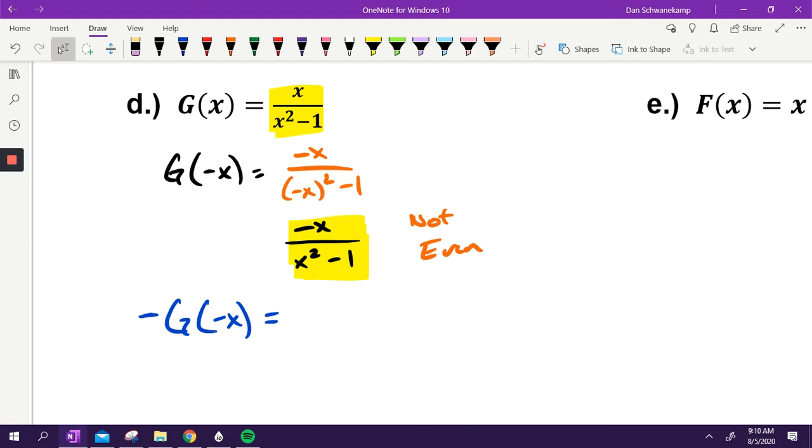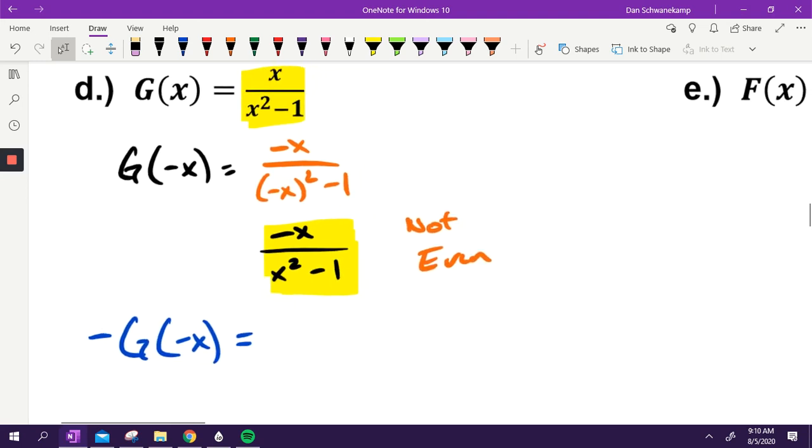Thumbs up if you think this function is odd. Thumbs down if you think this function is not odd. Thumbs up if you think it's odd. Thumbs down if you think it's not odd. It is odd. Let me give you a quick reminder here.